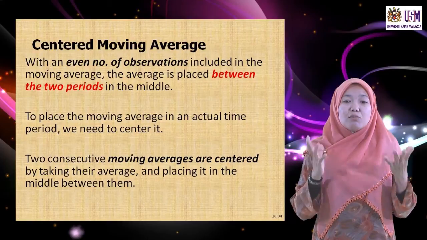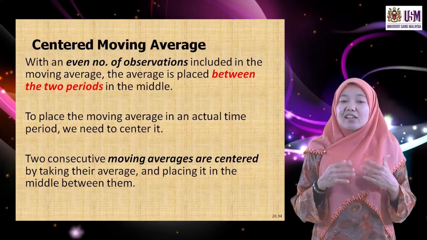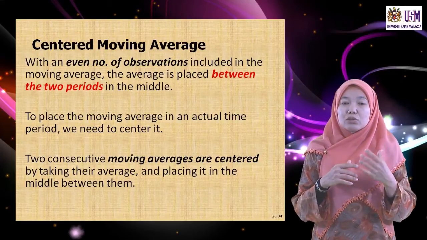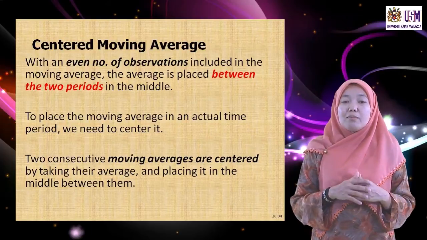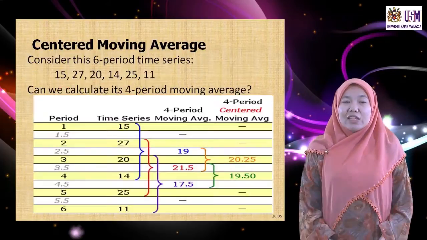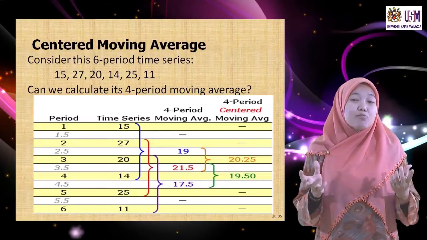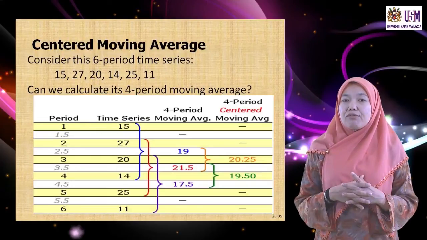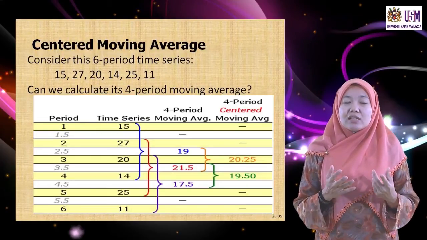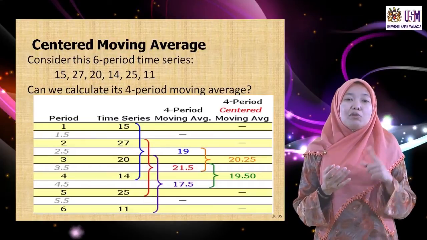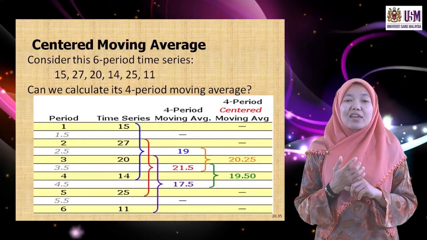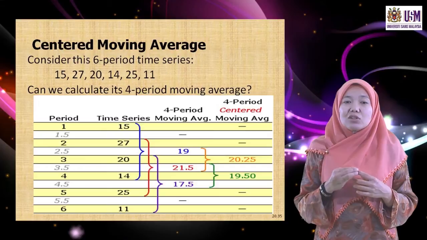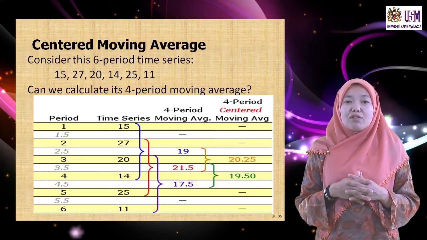The two consecutive moving averages are centered by taking their average and placing it in the middle between them. It's difficult to see while we are discussing it now, but I'm going to show you in the table next. Let's look at this example on centered moving average. As I told you earlier, we are talking about an even number of observations. So we are talking either about 4 quarters in a year, or 6-day working weeks, and anything else that involves, for example, 12 months in a year.